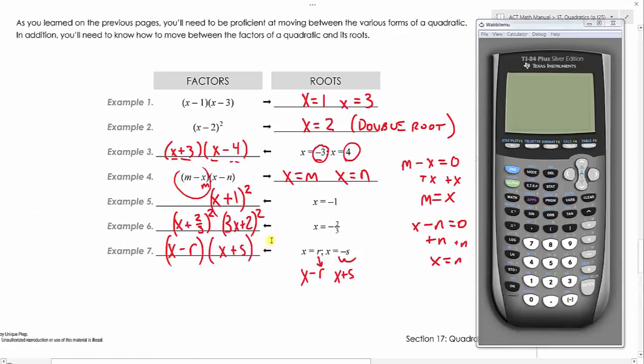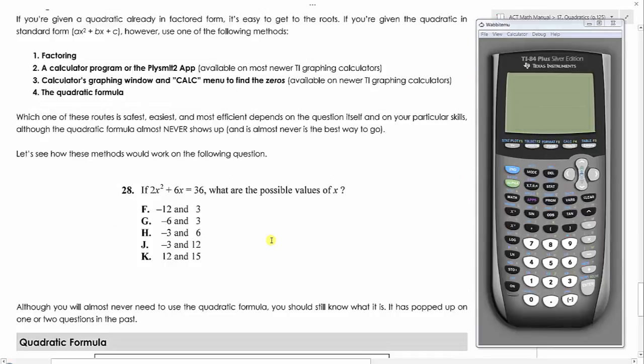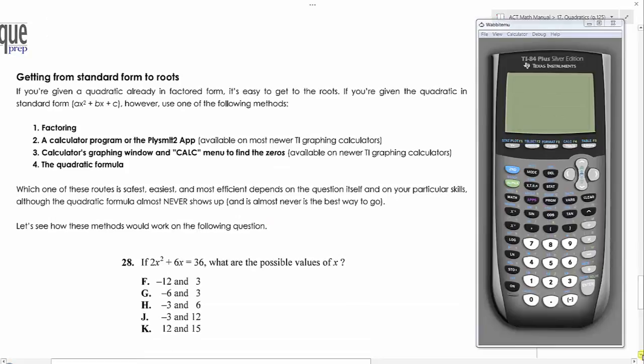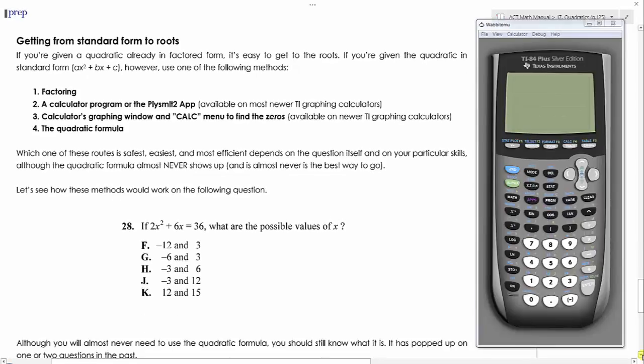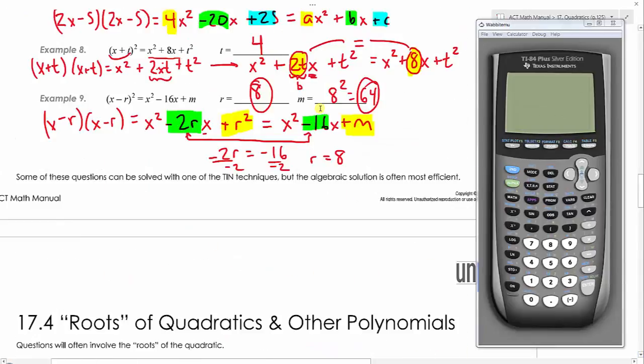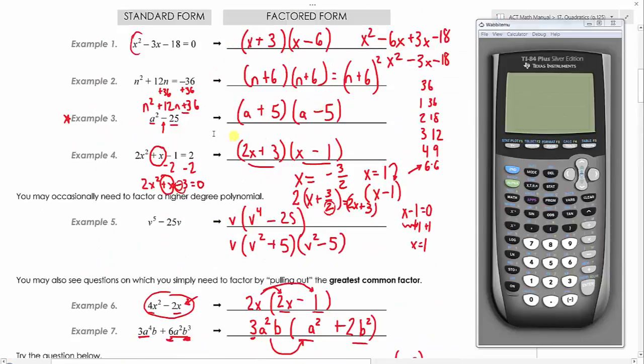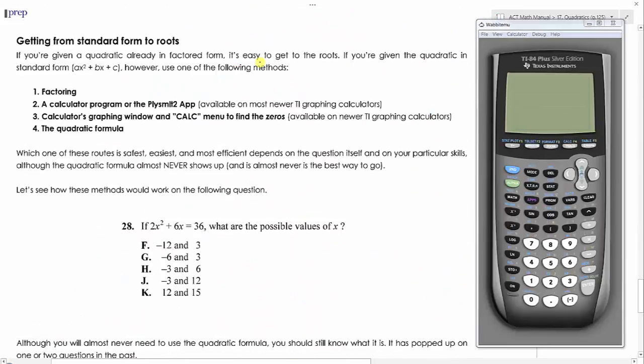Now, in terms of getting from standard form to your roots, we've actually talked about this a little bit already. You have several different ways to do this. One is you can just factor the quadratic and then determine your zeros or your roots from the factors. And we saw this back on a bunch of these questions. So when we factored, let's say, example 1, from these factors, we could get our roots. We could get that this root would be -3 and this root would be 6. So x equals -3 and x equals 6. So we could factor and then find our roots from those factors that we produced.